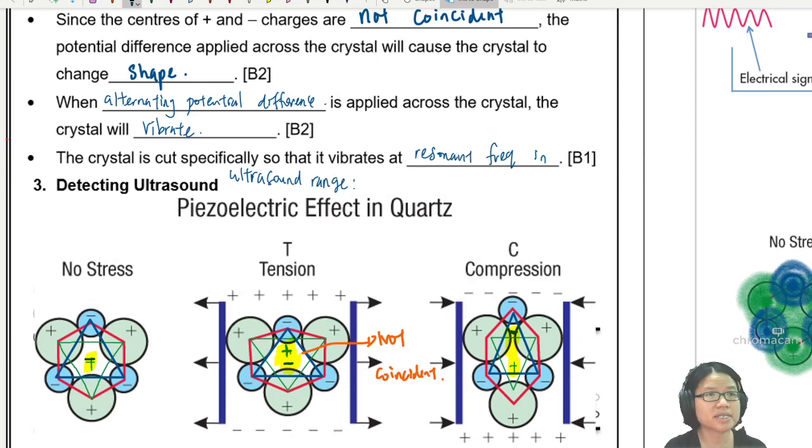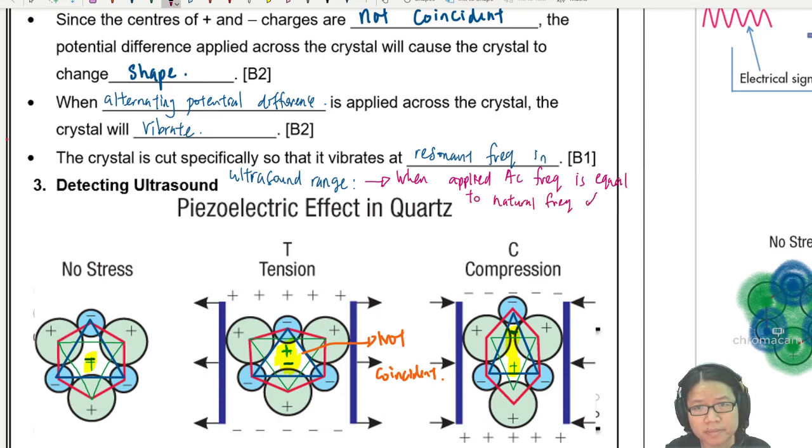All right, and this happens when the applied AC frequency is equal to the natural frequency of the crystal. So that's why they have to cut the crystal in a specific way. It's not just any good old crystal you find on the ground or in some cave and then you can just ta-da, ultrasound. All right.